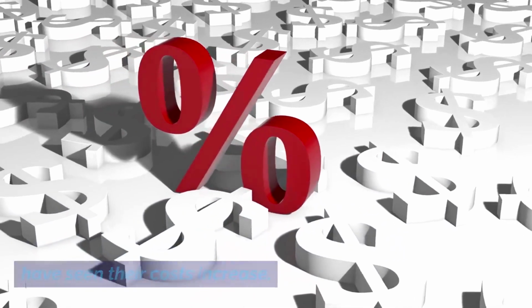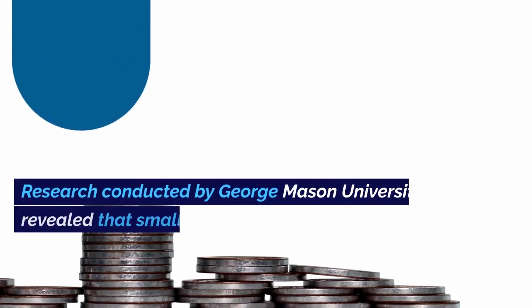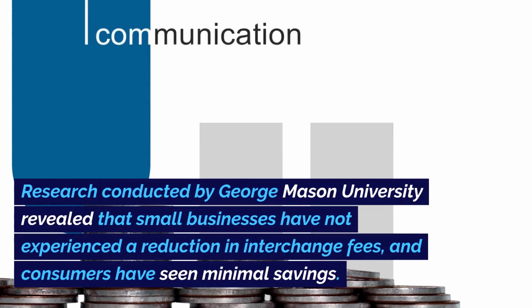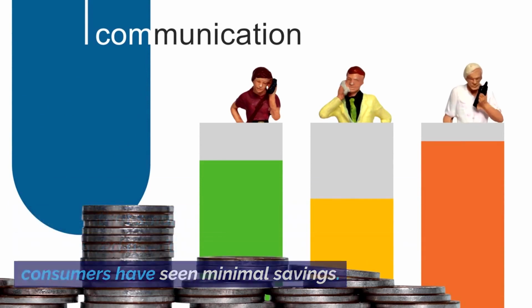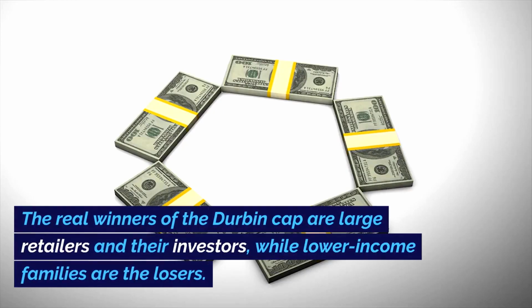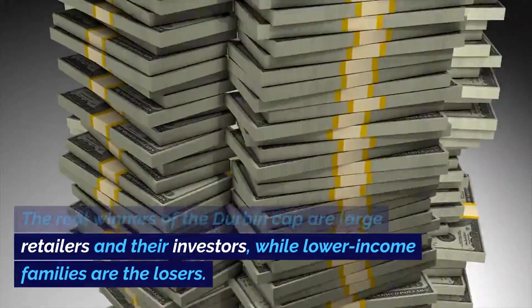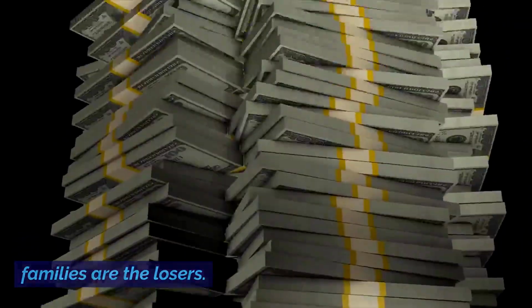Additionally, compliance costs for community banks and credit unions have risen, and businesses with low to average sale amounts have seen their costs increase. The reality: research conducted by George Mason University revealed that small businesses have not experienced a reduction in interchange fees, and consumers have seen minimal savings. The real winners of the Durbin cap are large retailers and their investors, while lower-income families are the losers.